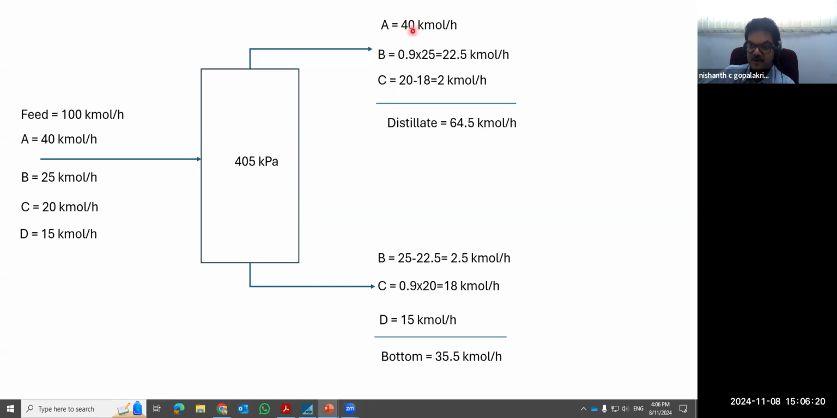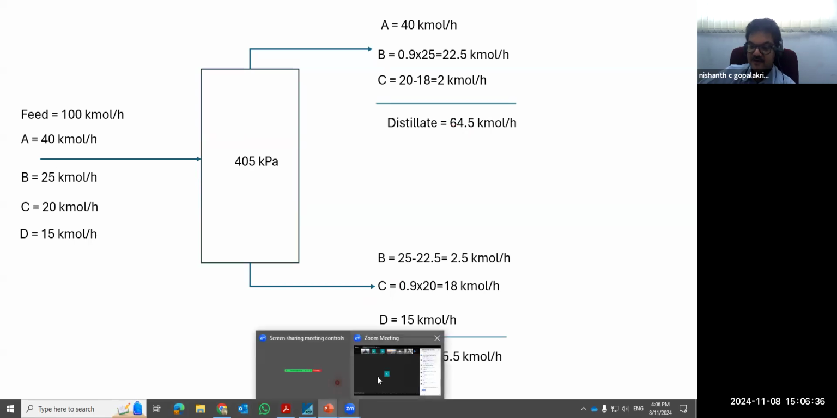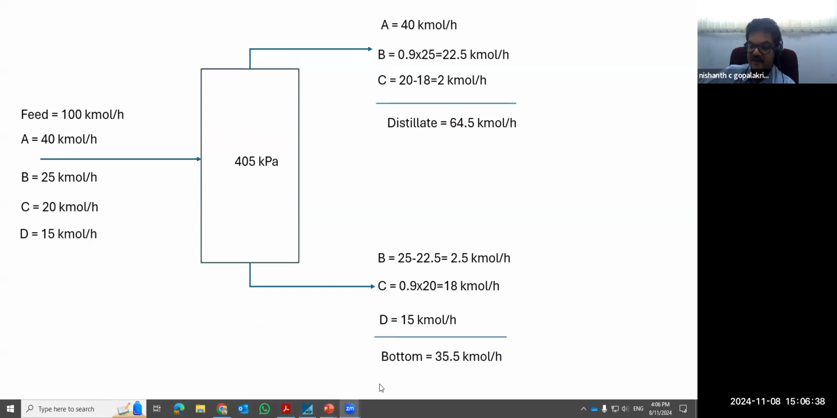See, we know 40 moles of A at the top, 22.5 B at the top, and 2 moles of C at the top. So when we add these three, we get the total distillate flow rate. Similarly, when we add everything that goes to the bottom, we get the bottom flow rate. So from there, how do we get the mole fraction?